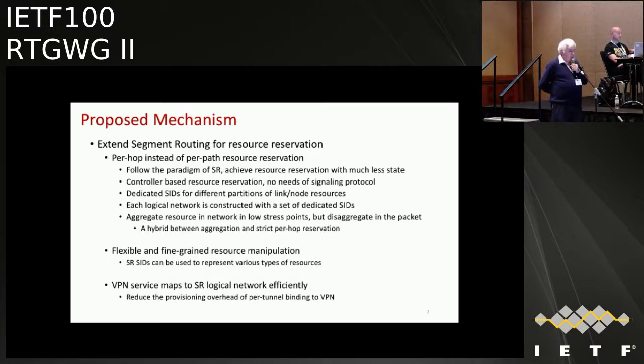So we think we need to extend segment routing to provide resource reservation in a way it doesn't have at the moment. So we need per hop instead of per path reservation. Follow the paradigm of SR. Following the paradigm of SR achieves resource reservation with much less state in our view. Controller-based reservations: we probably need to do this through an SDN type system, a controller-based system. Dedicated SIDs used to partition links and node resources.